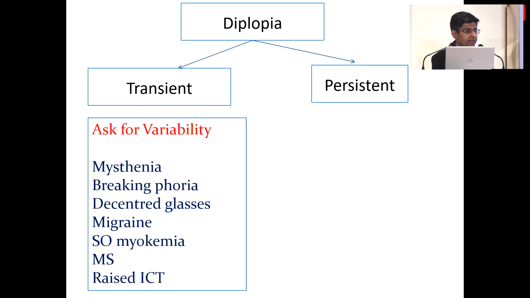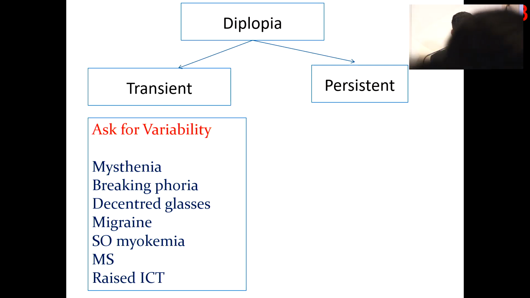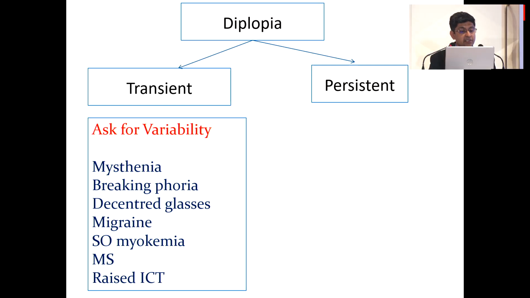If the patient has transient diplopia, worry about variability. Is it variable? Is it related to the time of the day? Myasthenia: is it related to getting tired in the evening or after long hours of near work? Is it a phoria that's breaking up? Is it when he's reading and he always gets it? Has he had a recent pair of glasses? Are they decentered glasses? Is the near segment causing a little bit of a tilt in the spectacles, so causing diplopia?